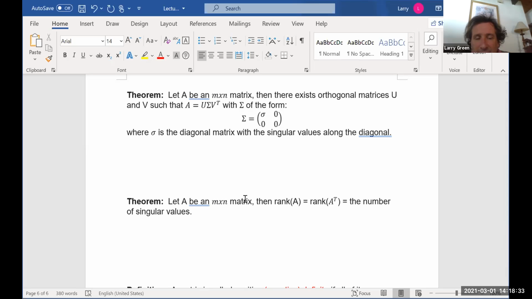Is that clear? And multiplying by an orthogonal matrix doesn't change the rank, right? Is that clear? That's the good thing about orthogonal matrices. They're bases for the space. Multiplying by a basis doesn't change anything. It doesn't change the rank. So that's the whole proof right there. There's nothing really to say. So the number of singular values of the matrix A is the rank of A. Any questions on this theorem?